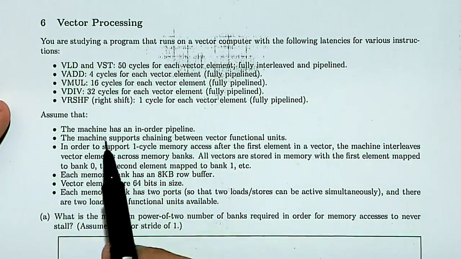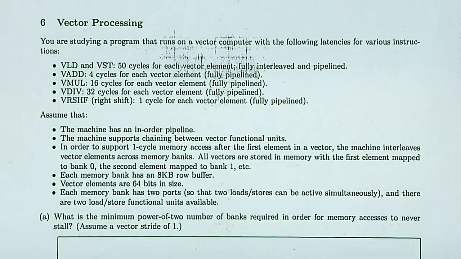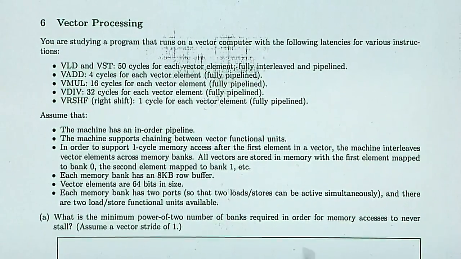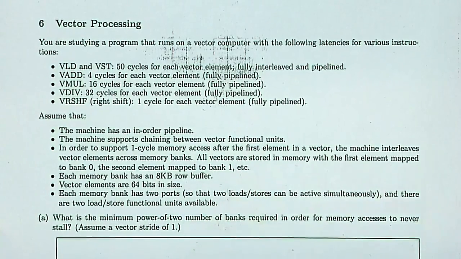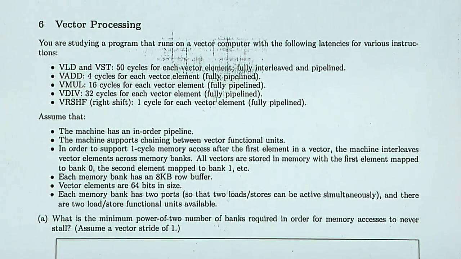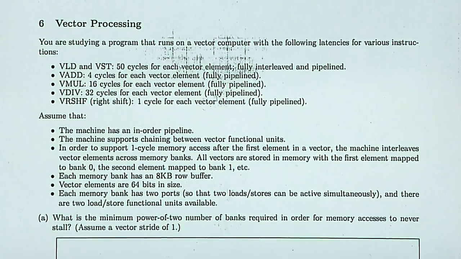So, we're making some assumptions here. The machine has an in-order pipeline, so it's not doing any out-of-order business. The machine supports chaining between vector functional units. If you remember, chaining is when, as soon as one functional unit processes an element, it can immediately send it to the next unit. So you don't have to wait for the entire vector to be processed before starting the next operation.